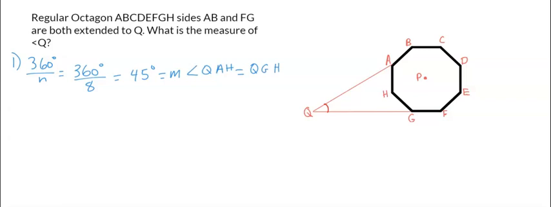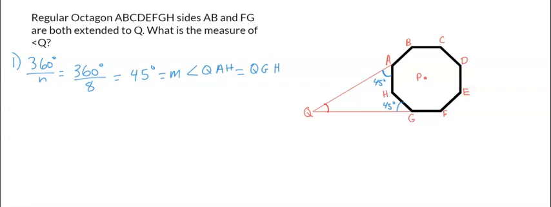So it's for this measurement here, QAH, and also for QGH. So each of that is 45 degrees. Okay. It's good to have a visual. The visual helps a lot to understand what is going on. So each is 45 degrees.